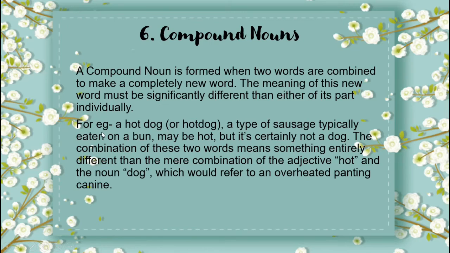For example, a hot dog is a type of sausage that is typically eaten on a bun. Students, it may be hot, but it's certainly not a dog. The combination of these two words means something entirely different than the mere combination of the adjective hot and the noun dog, which would refer to an overheated panting canine.